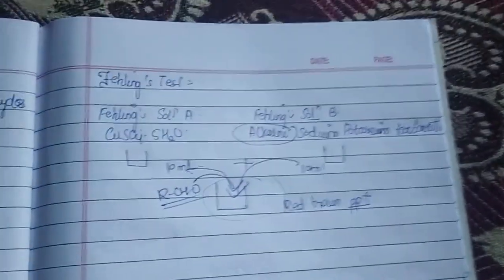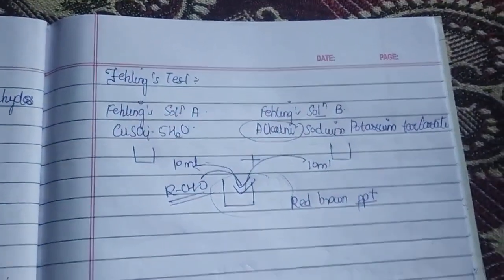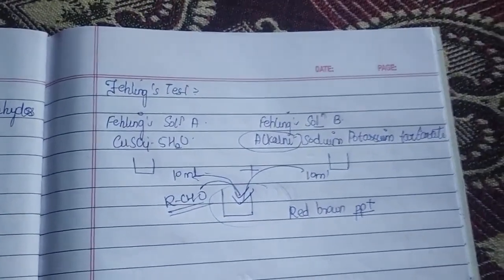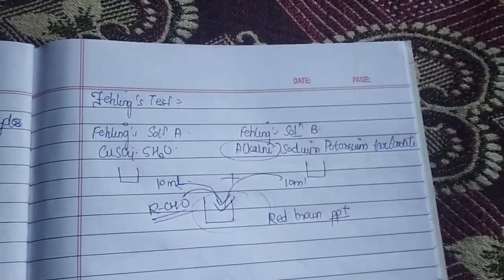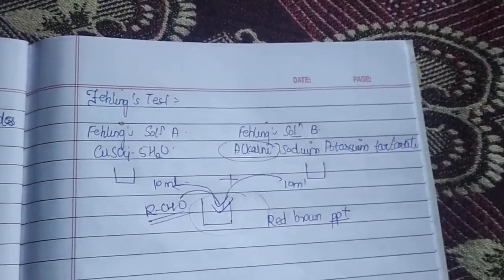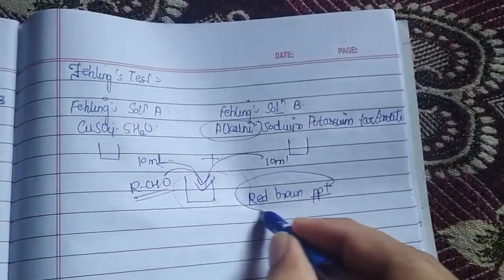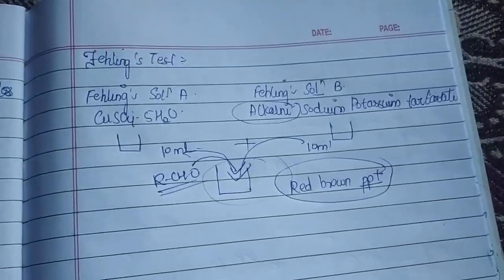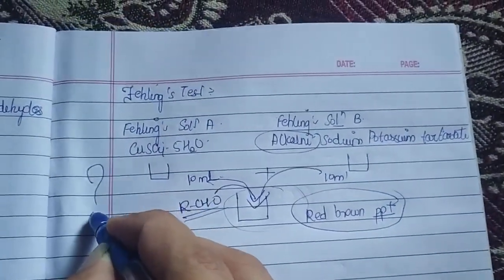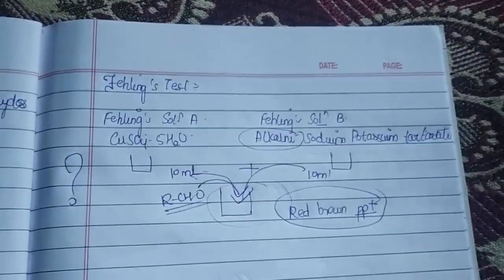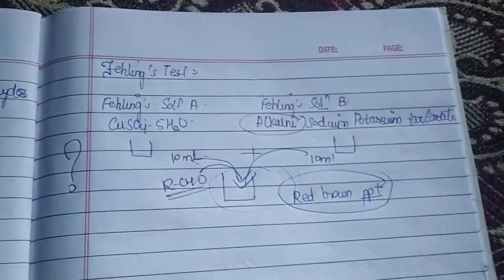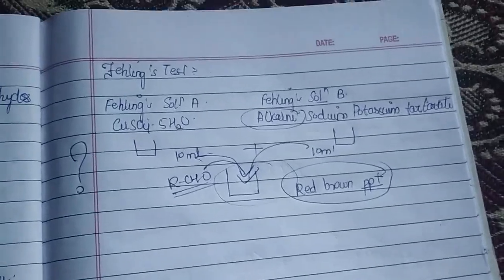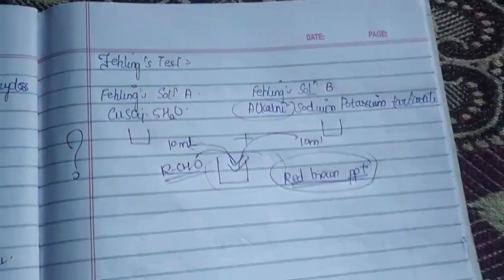In Tollen's reagent, we got a silver mirror observation when we used an aldehyde. In the same way, when you are treating your aldehyde with your Fehling solution, you will observe a red brown precipitate. Of course the question arises, why? In Tollen's reagent, we got the silver mirror because of the production of silver metal. But what is the reason for this red brown precipitate in Fehling solution?